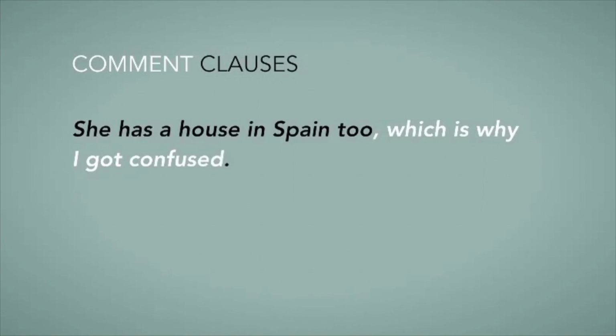She has a house in Spain too, which is why I got confused. He used a flash, which I hate. So, the basic purpose of all relative clauses is to give more information. It's important to think about how to begin a relative clause and whether or not you need to use commas.